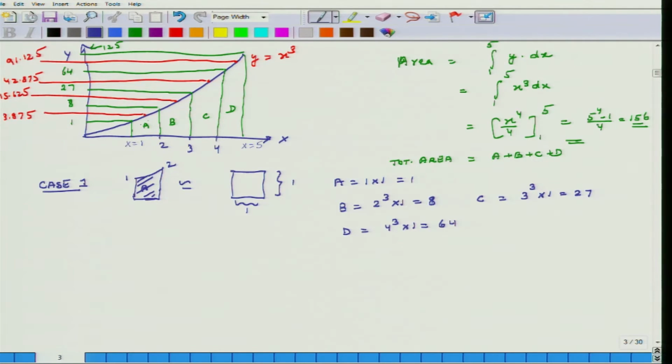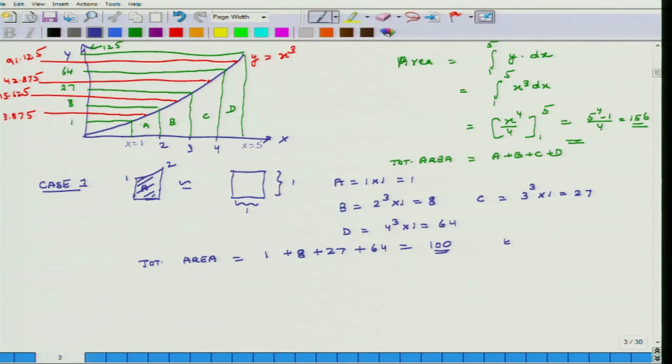So here area A, B, C and D we have evaluated assuming that these areas are nothing but rectangles, right? Or in other words, the variation of y across each element is constant. It does not vary, so it is constant. So in such a case, total area is equal to 1 plus 8 plus 27 plus 64, and that equals 100.